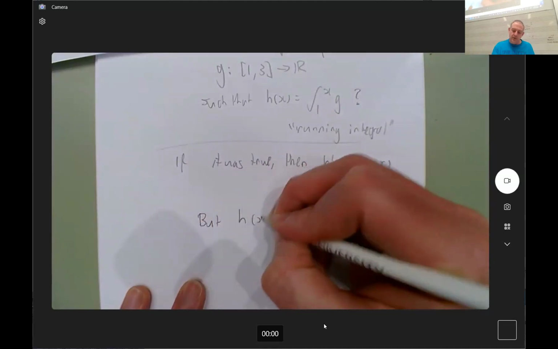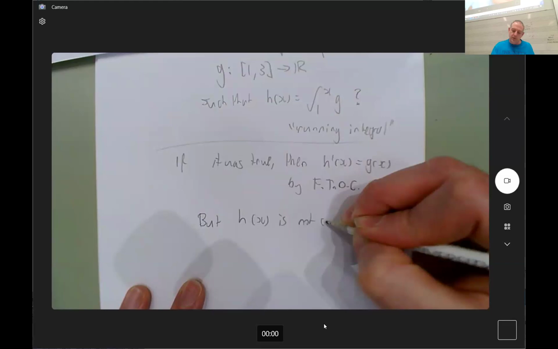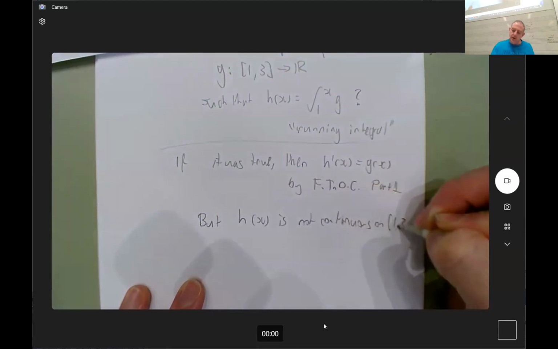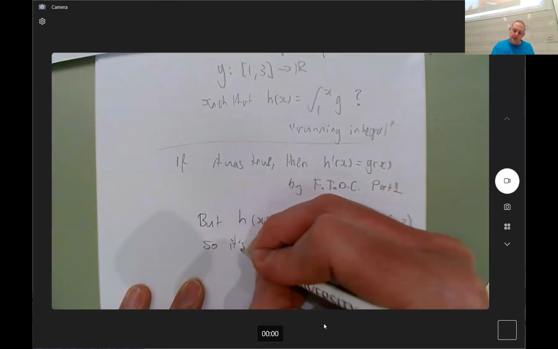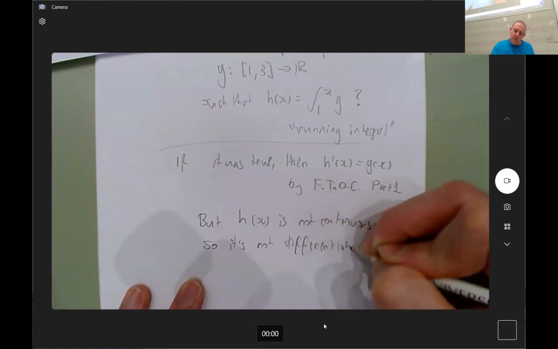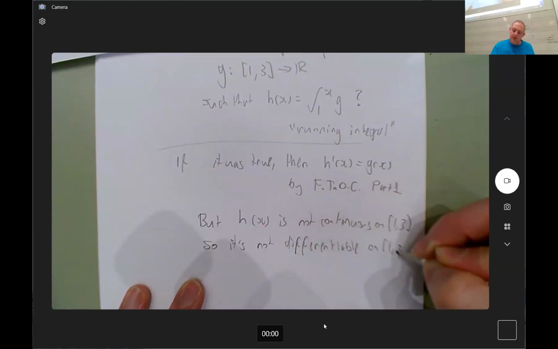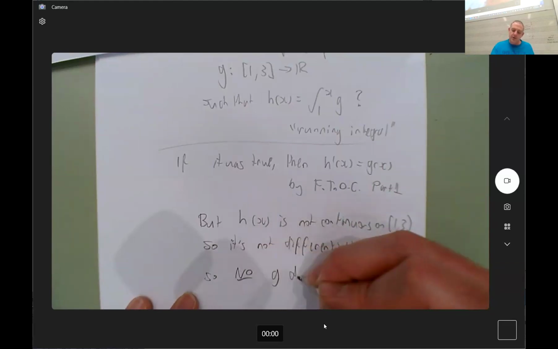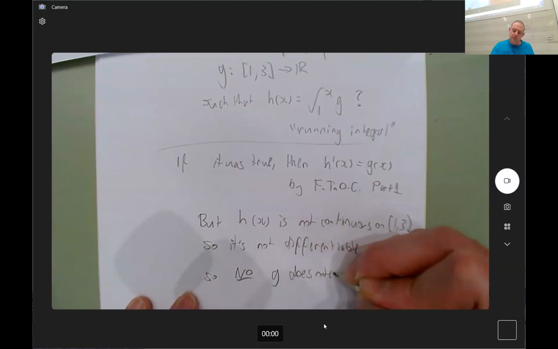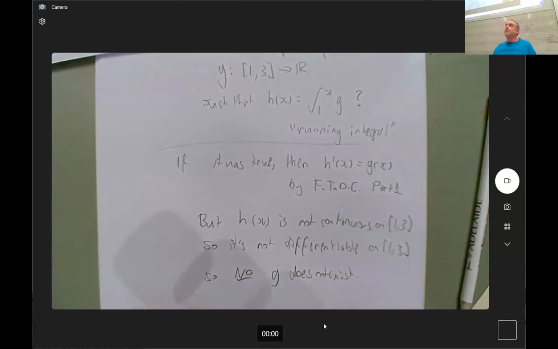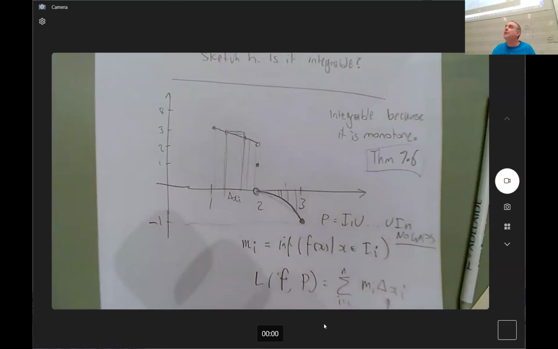But h of x is not continuous on [1, 3], so it's not differentiable on [1, 3]. So no, g does not exist. It can't exist, because this is not differentiable.